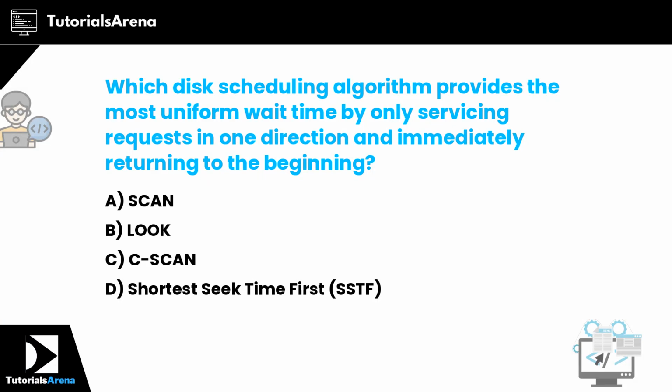Which disk scheduling algorithm provides the most uniform wait time by only servicing requests in one direction and immediately returning to the beginning? The correct answer is option C, C-SCAN.